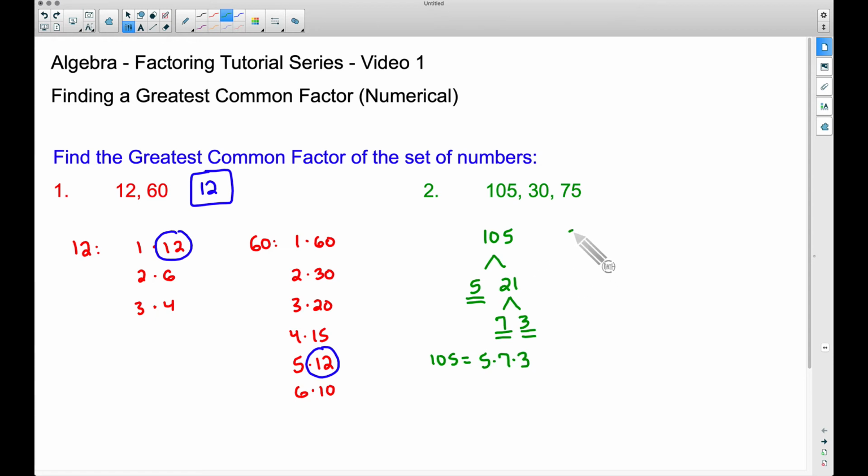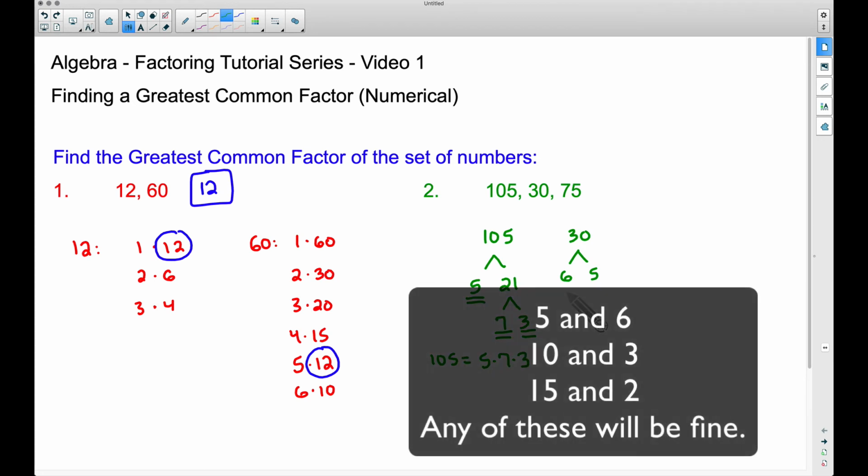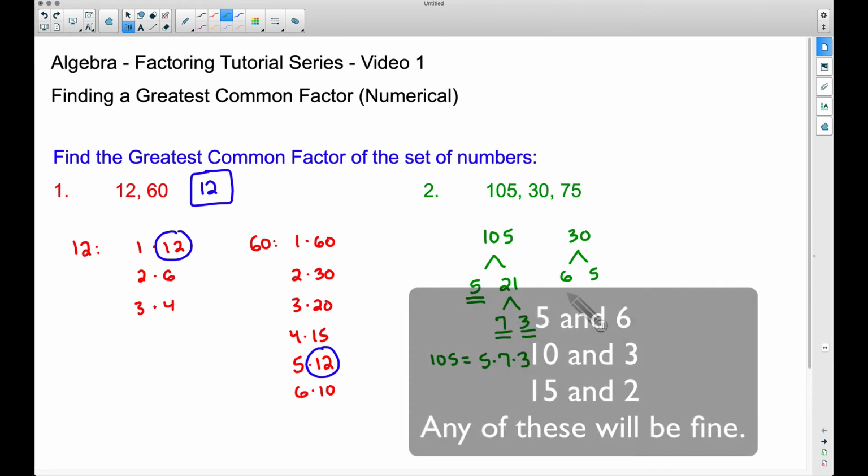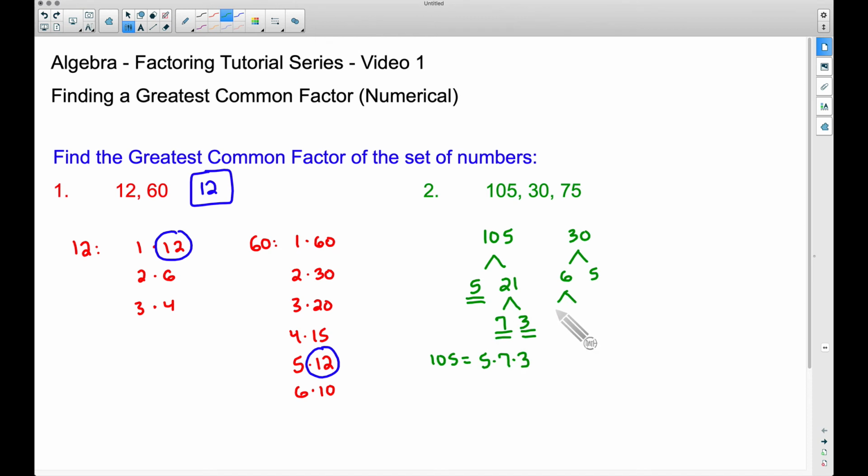Let's repeat this process for 30. Any two numbers that multiply to give you 30. Some of you may say 10 times 3. I'm going to say 6 times 5. The 6 we can break up some more. That's going to be 2 times 3. So 30 is equal to 2 times 3 times 5. Again, I'm stopping there because we cannot break this up anymore. 5 is a prime number, 3 is a prime number, 2 is a prime number.